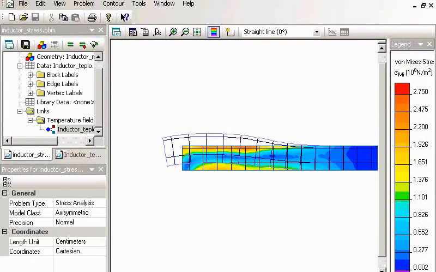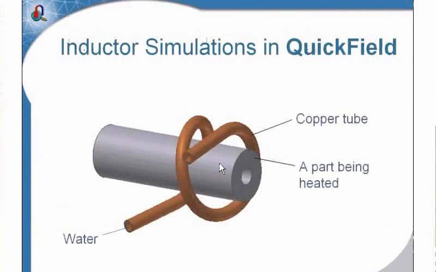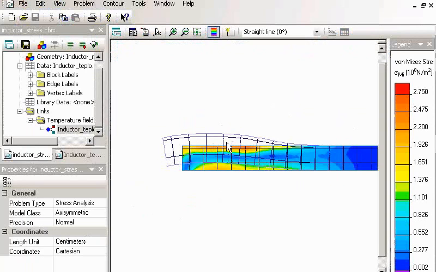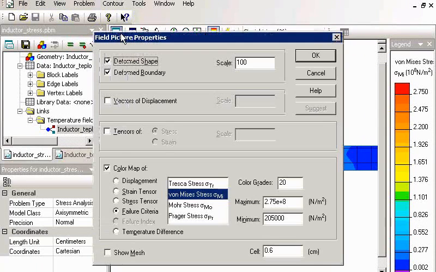This is our heated tube. It's a cross-section of our tube. This is our steel tube, and I see only the upper half of the tube in my model. So if you heat the tube here, it becomes a little thicker at this place. And again, of course, you can adjust the field picture.